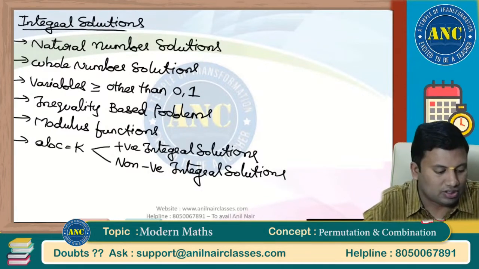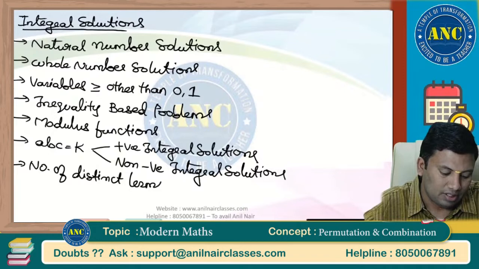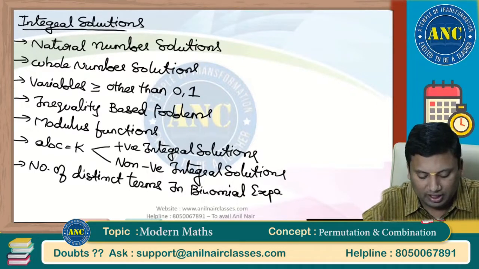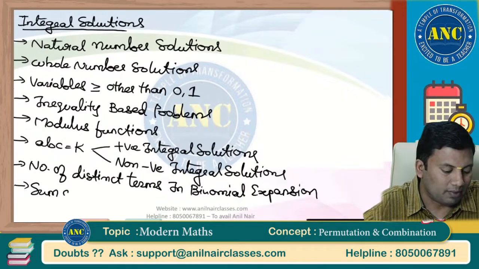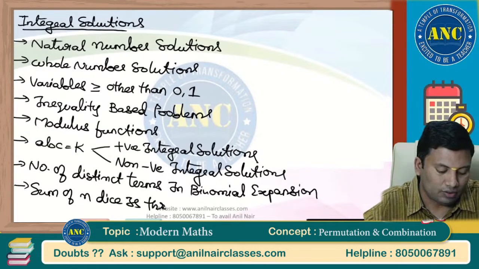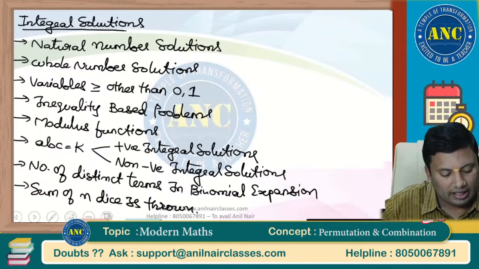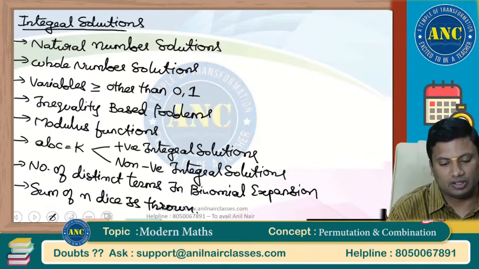Then we will also see how to find the number of distinct terms in a binomial expansion. Then we will see how to find the number of ways when the sum of n dice is thrown. This is extremely important for students who are struggling with counting related problems. This is the entire set of sub-concepts which we will discuss in today's class.